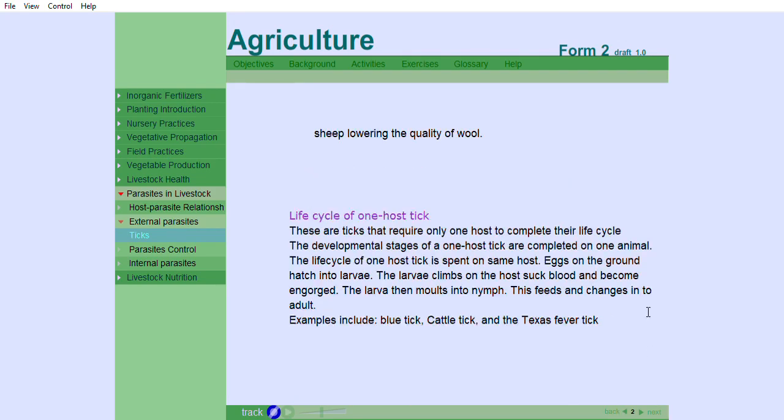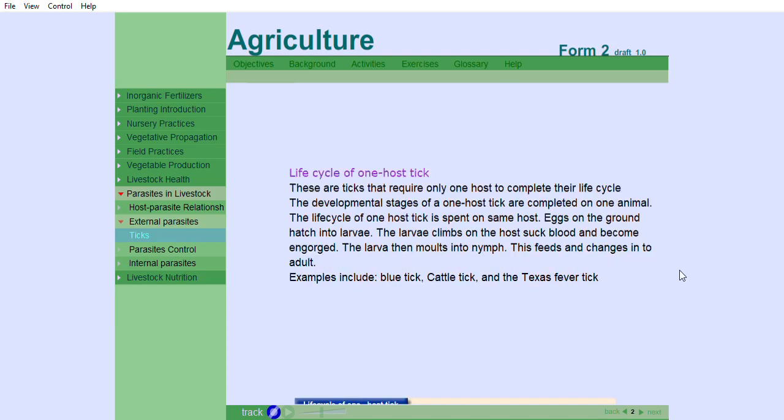Life cycle of one host tick. These are ticks that require only one host to complete their life cycle. The developmental stages of a one host tick are completed on one animal. The life cycle of a one host tick is spent on the same host. Eggs on the ground hatch into larvae. The larva climbs on the host, sucks blood, and becomes engorged. The larva then molts into a nymph. This feeds and changes into an adult. Examples include blue tick, cattle tick, and the Texas fever tick.